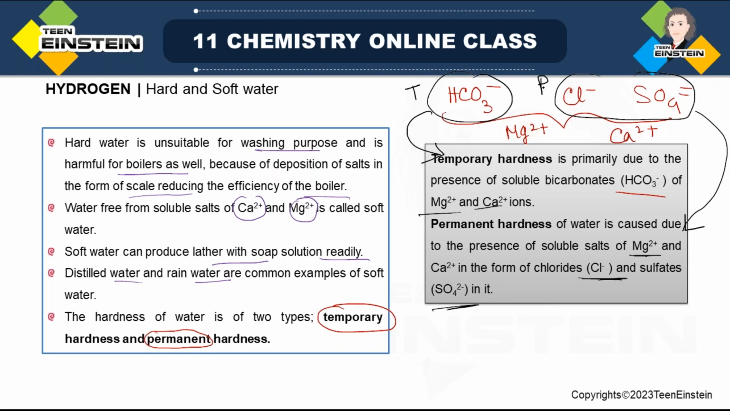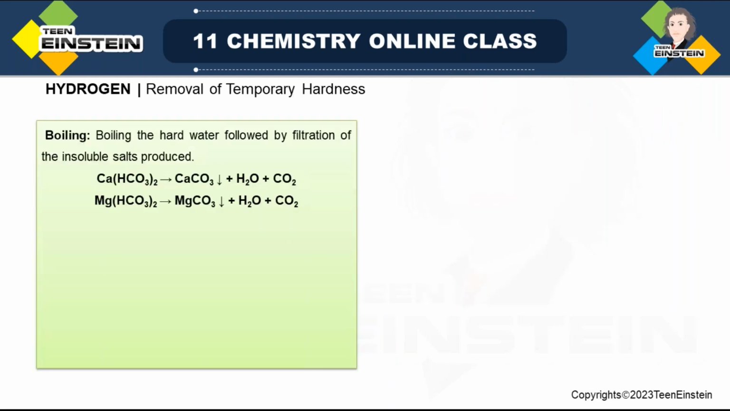Now, once we know the difference between temporary and permanent hardness, next we have to see how to remove this hardness, because hardness causes so many problems. But the removal process is different based on whether the hardness is temporary or permanent in nature. If it is temporary hardness, there are separate methods. If it is permanent hardness, the processes are not so easy as for temporary, and there are different methods. So first we'll see how to remove the hardness when it is temporary in nature.